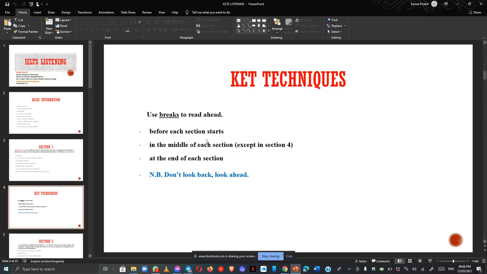One of the key techniques to deal with in the IELTS listening test is to use breaks to read ahead. I mean, while listening, you will be given some time to read the questions, some time to review what you will do. This period of time may be half a minute, maybe less. It is very, very important for you to skim the questions very carefully, to underline the keywords, to know why you will listen. Very simple.